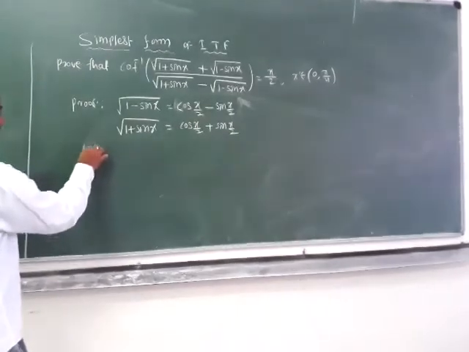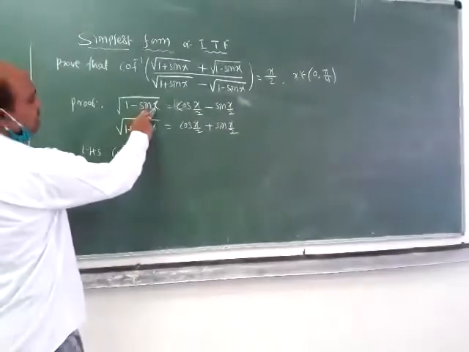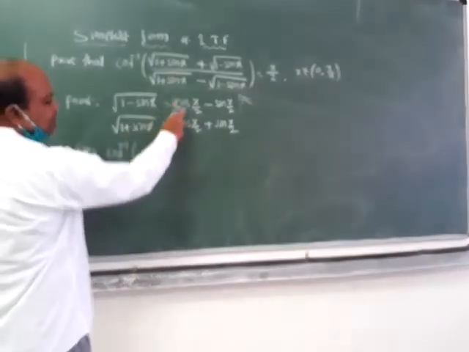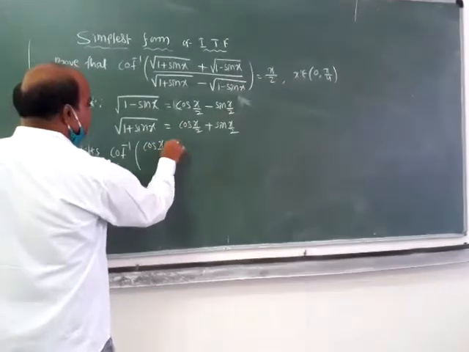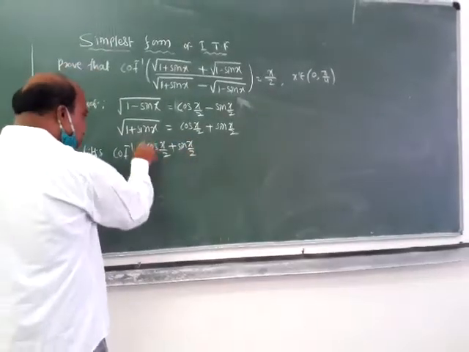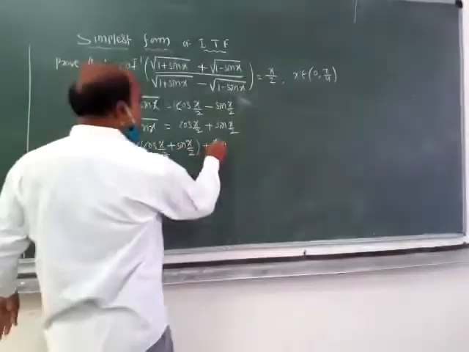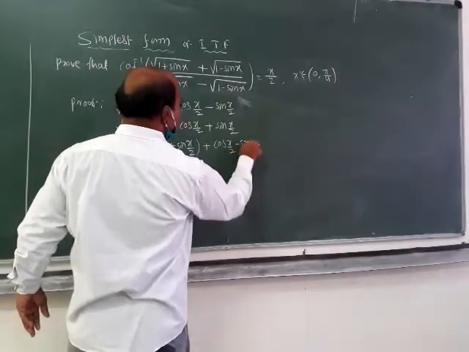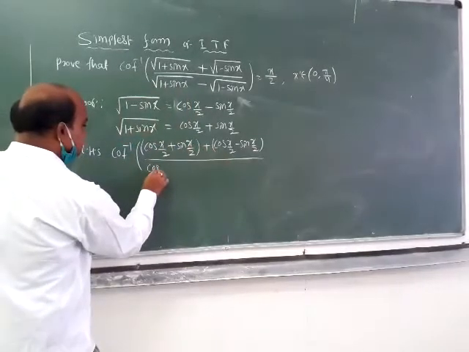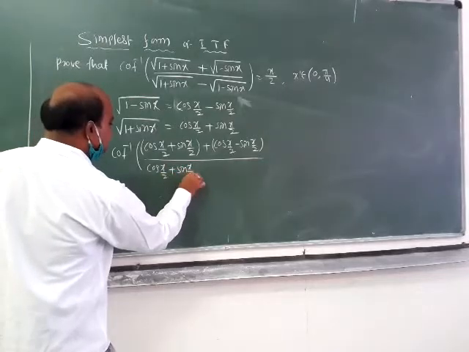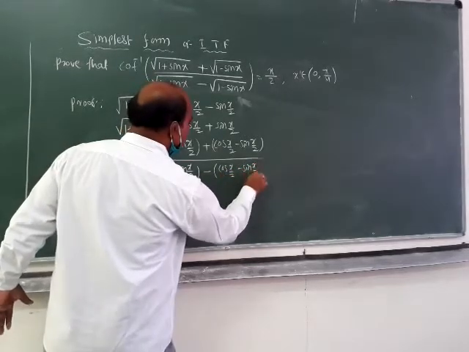By using this formula, you have to substitute here. So in the LHS it becomes cot inverse of (under root over 1 minus sin x, under root over 1 plus sin x value, you know). So what is the under root over 1 plus sin x value? Substitute cos x by 2 plus sin x by 2. This is one term, plus under root over 1 minus sin x value, cos x by 2 minus sin x by 2, upon the same, nothing to change, cos x by 2 plus sin x by 2 minus cos x by 2 minus sin x by 2.